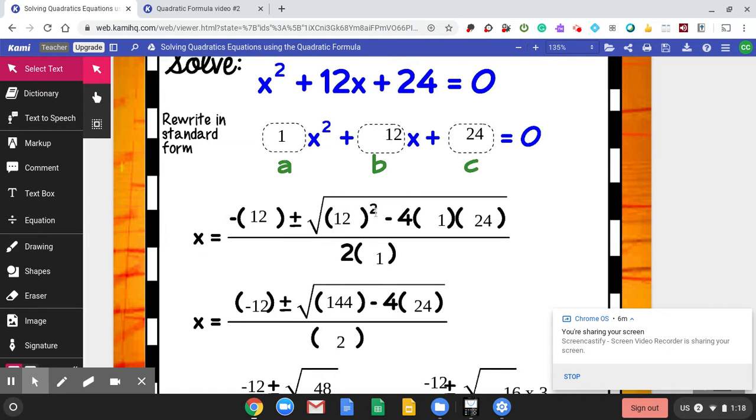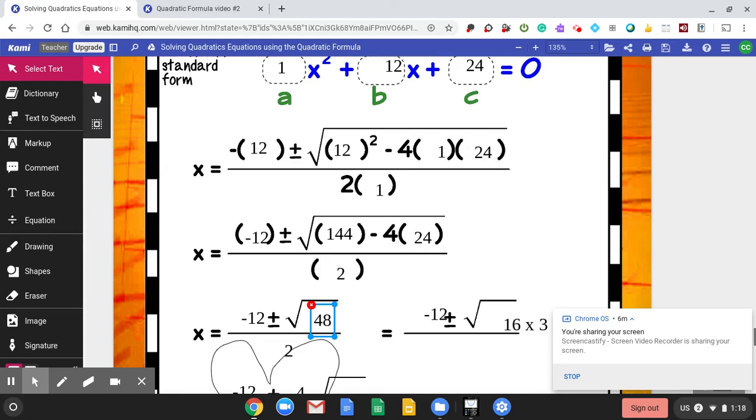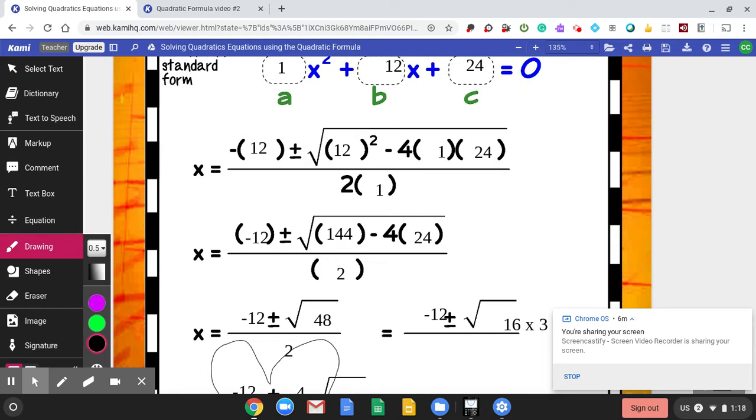And then you could do all this in your calculator, or you could do it in 2 steps. So let's say you skip this step right here. If you just put all this in your calculator, you get 144 minus whatever, and that would come out to be 48. So let's say you skip that step, and you got 48 all over 2.